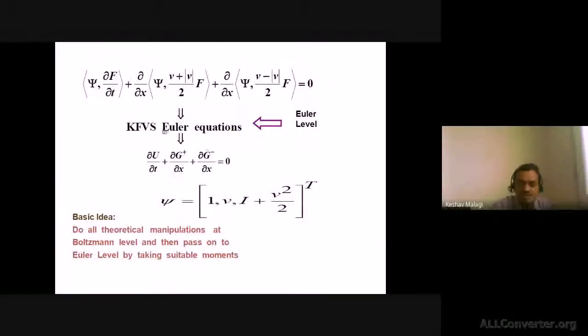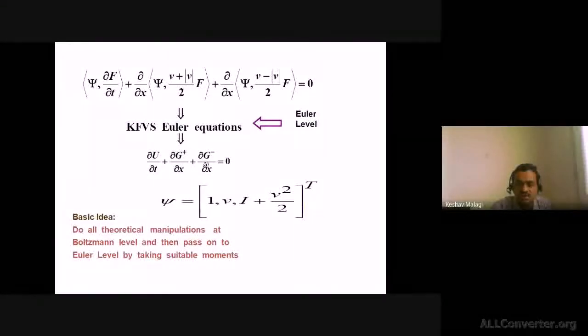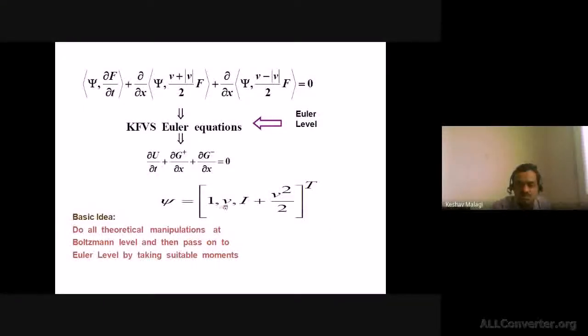So we will get these KFVS split Euler equations. We take the moments like this, and we get these Euler equations. This is the same moment vector. So we do all theoretical manipulations at the Boltzmann level and then take the suitable moments, and we get to the Euler level.